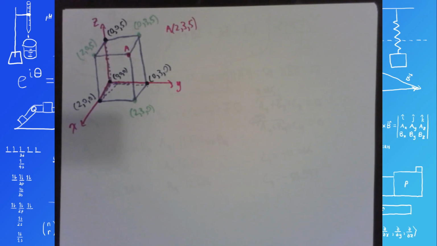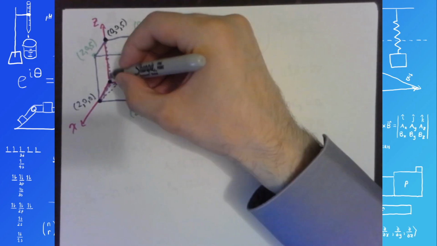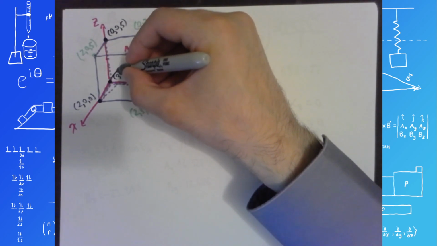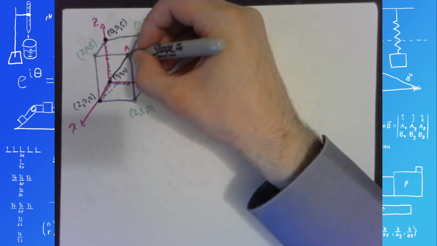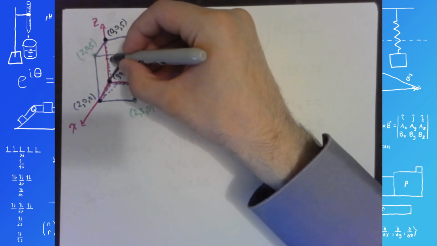Part B says, find the length of the diagonal of the box determined by the vertices O and A. Find the length of the diagonal. So if I were to draw a line from here to here, what is the length of this line? What is the length of that?